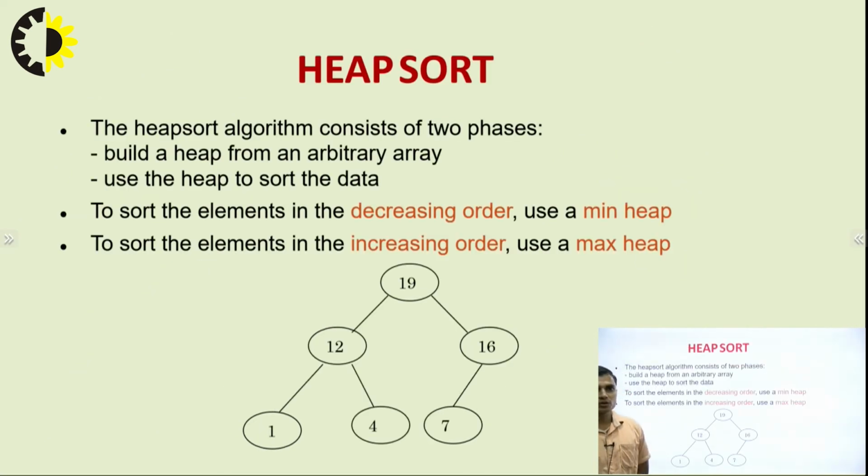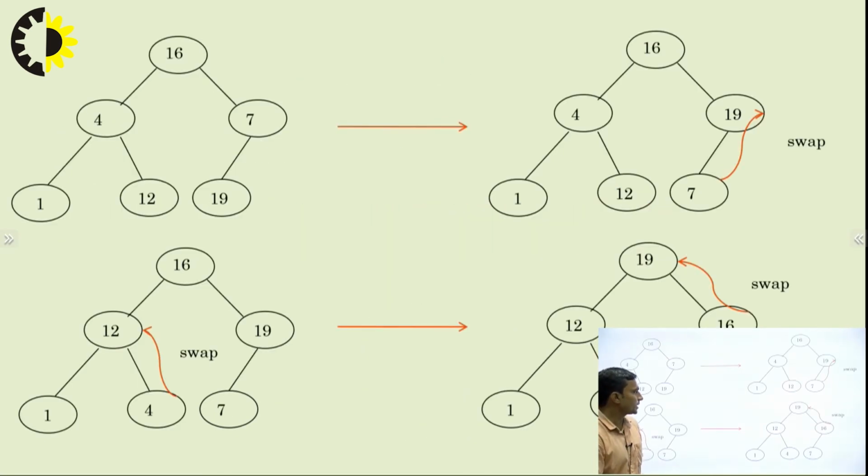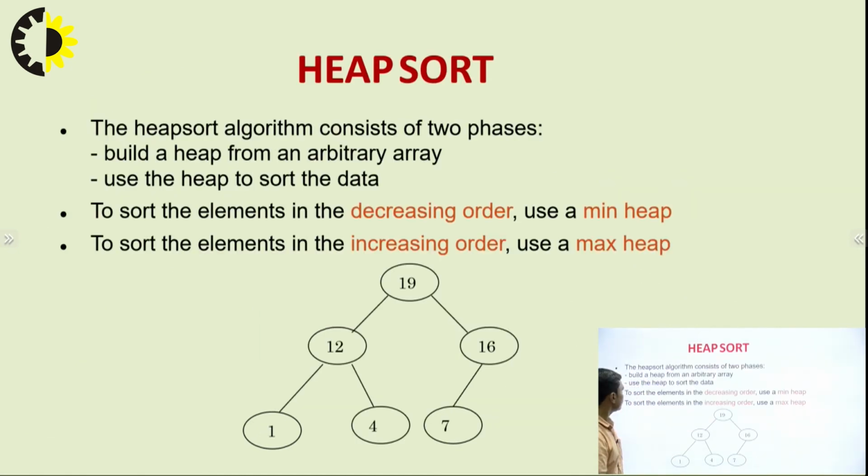Now in this heap sort, till now we have created a max heap. Now we can apply the heap sort algorithm to sort the elements which are available in this max heap. If we want to sort these elements in decreasing order, we generally use a min heap, and if we want to sort these elements in increasing order, we generally use a max heap.